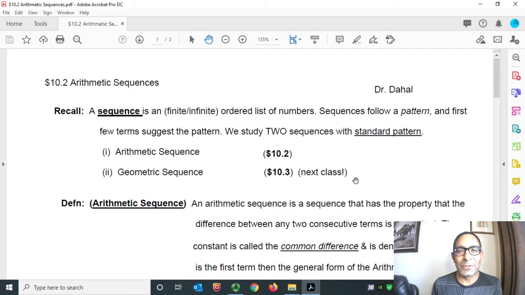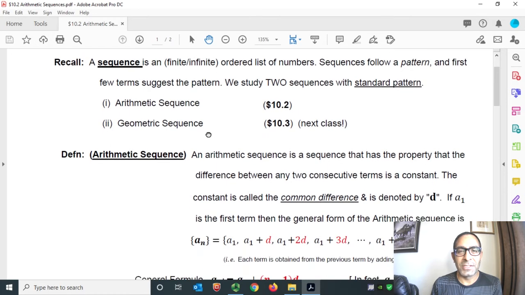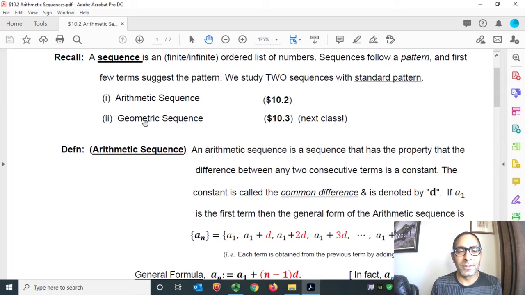In today's class I am going to cover arithmetic sequences. So let me start the class right away. First, a quick recall about sequence. A sequence is an ordered list of numbers. Sequences follow a pattern and the first few terms suggest that pattern. We study two sequences with standard patterns in this class. Arithmetic sequence, which we cover in today's class. In the next class we will cover geometric sequence. So let me start the arithmetic sequence.